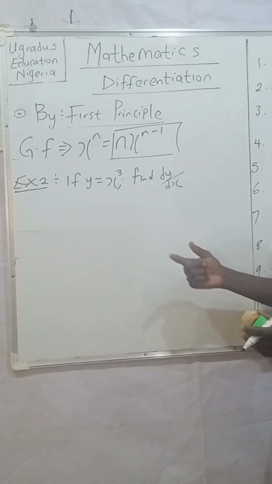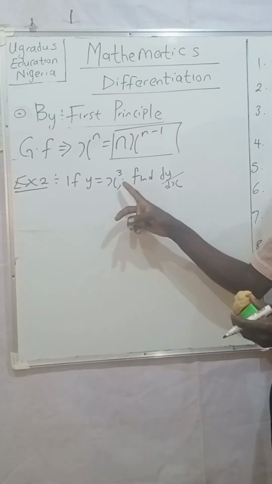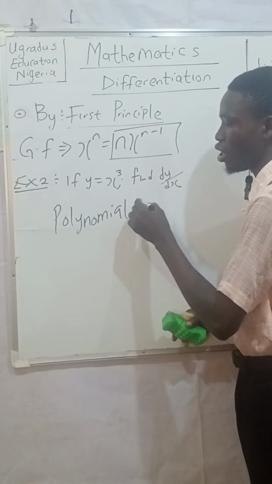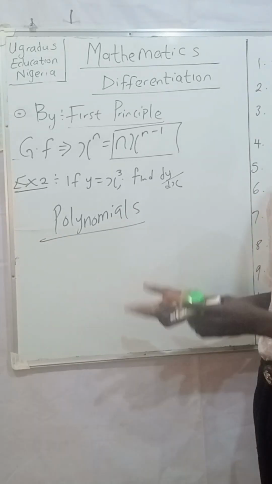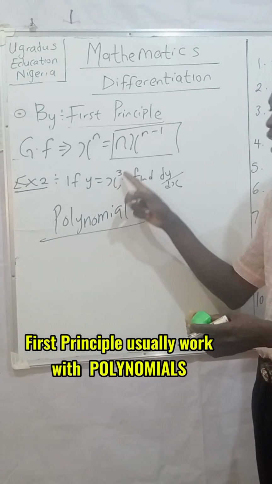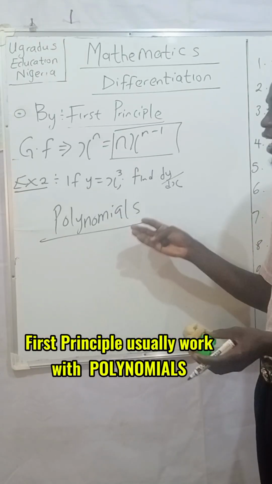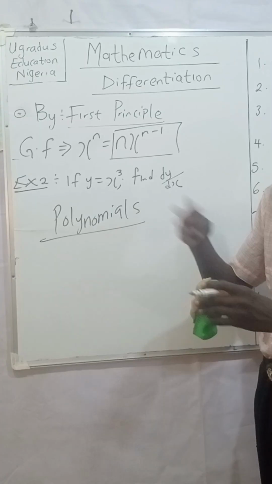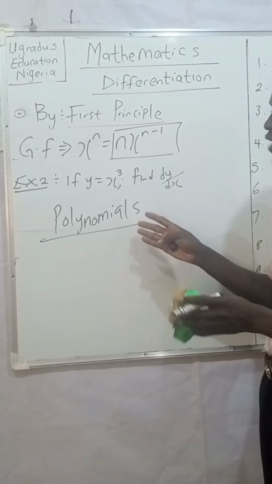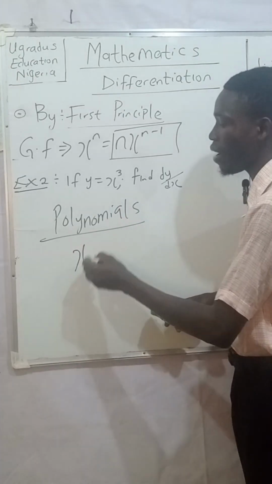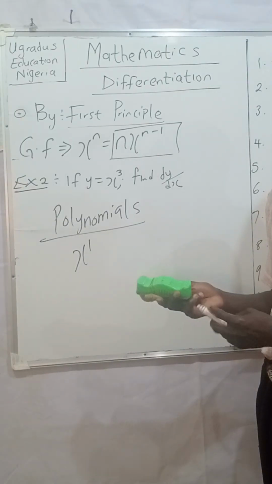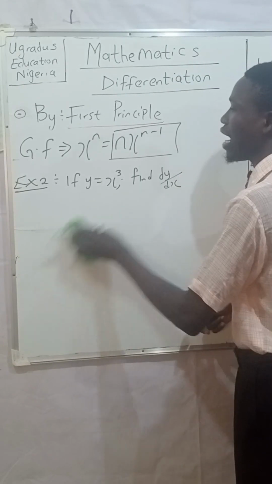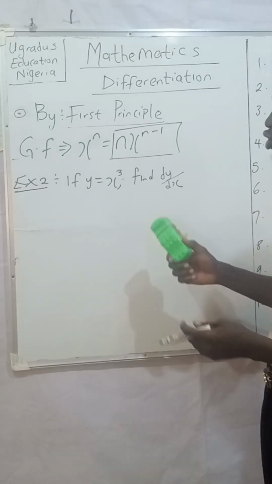Now, how do you know that you are going to apply first principle? First principle always works with polynomials. Polynomials are expressions of letters and powers. So x is a letter and is carrying a particular power. Unlike quadratic, which ends at power of 2, a polynomial can have any power, so it doesn't have an ending. In fact, x raised to the power 1 million is still a polynomial. So polynomials are always solved by first principle.